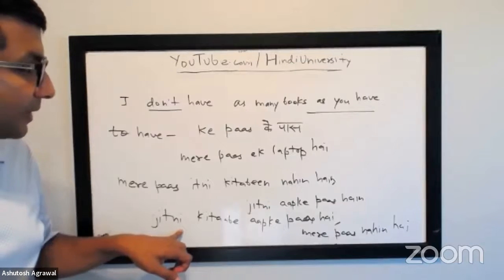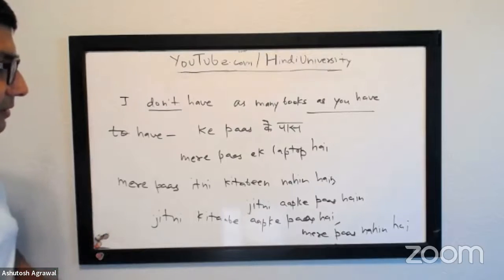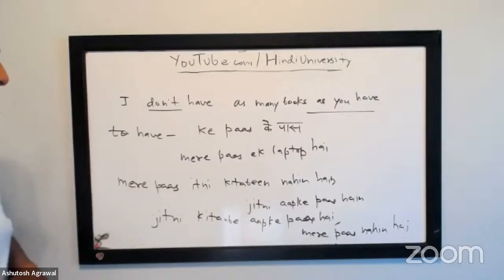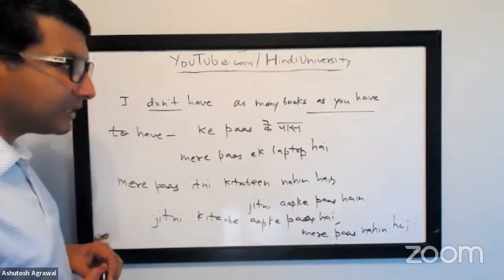So you will say आपके पास उतनी किताबें हैं जितनी किताबें मेरे पास नहीं है. So it's the order is reversed basically. That's the only thing, right?